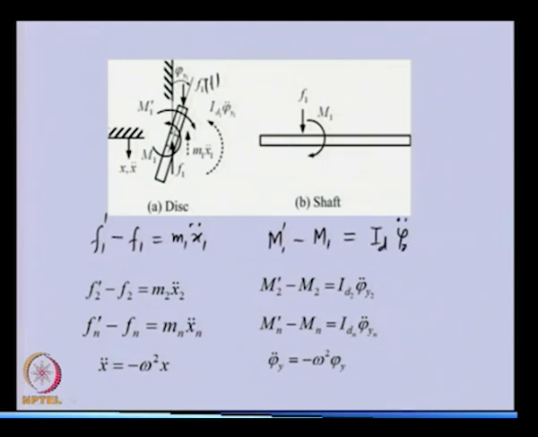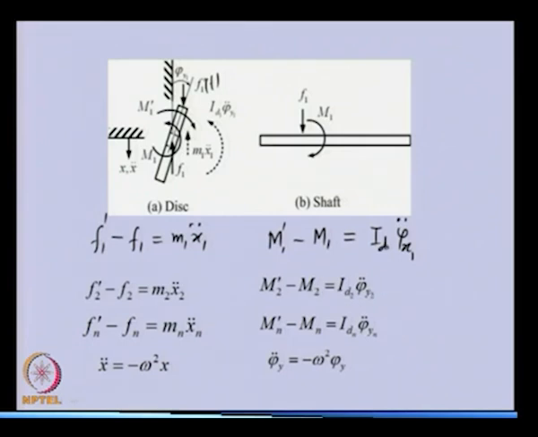So, this is the moment balance and this is the force balance of this free body diagram of the disc. Now, we can obtain the free body diagram of disc 2, 3 and all other discs. Corresponding to the second disc, the external force and reaction force should be equal to inertia. Similarly, the external moment and reaction moment should be equal to the inertia of the second disc.